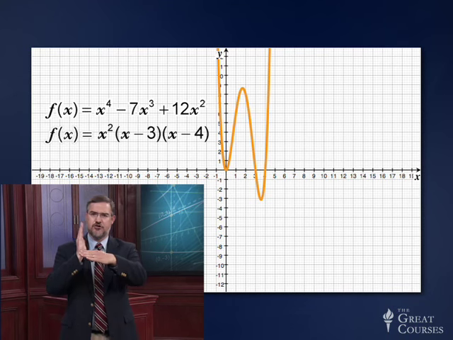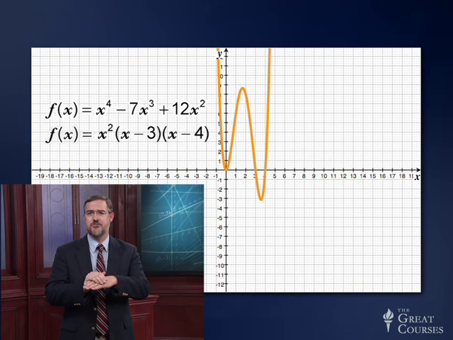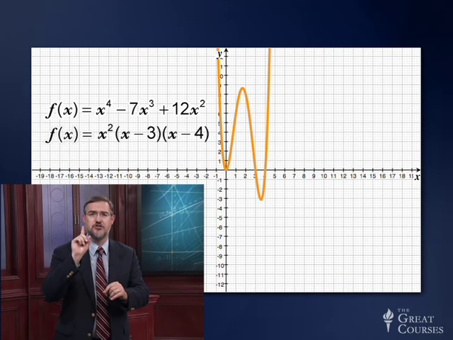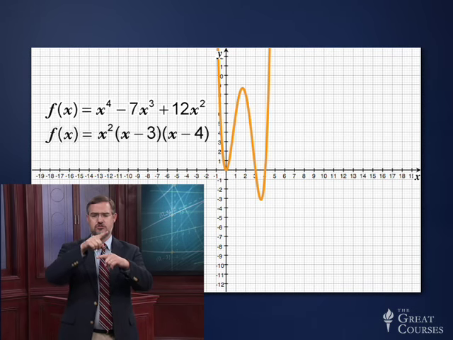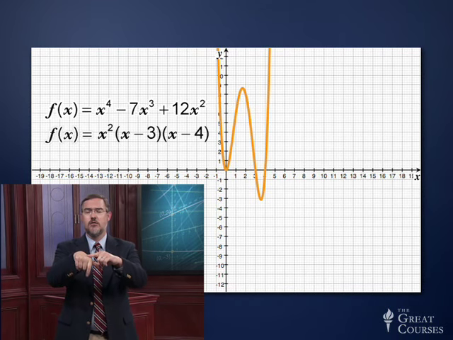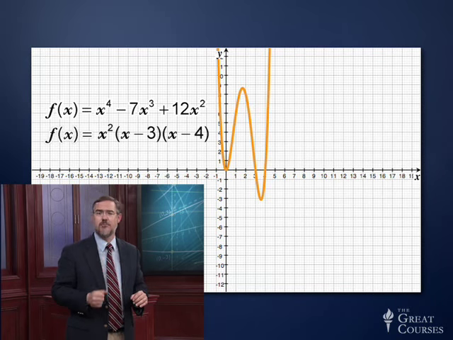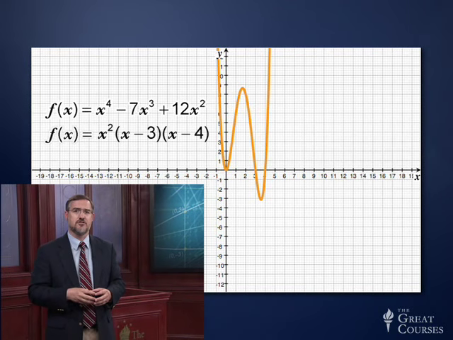So sometimes you're going to cross, and that happened here with an x minus 3 times an x minus 4, both of which were raised to an odd power. And sometimes you're just going to touch the axis, maybe from above, maybe from below, and that's going to occur when that factor has an even power. And we'll talk about that some more in future conversation.